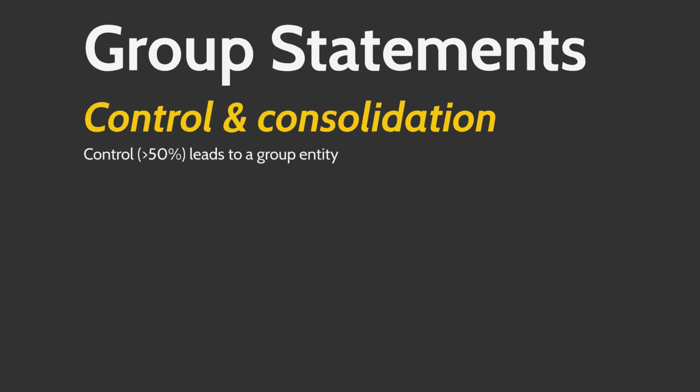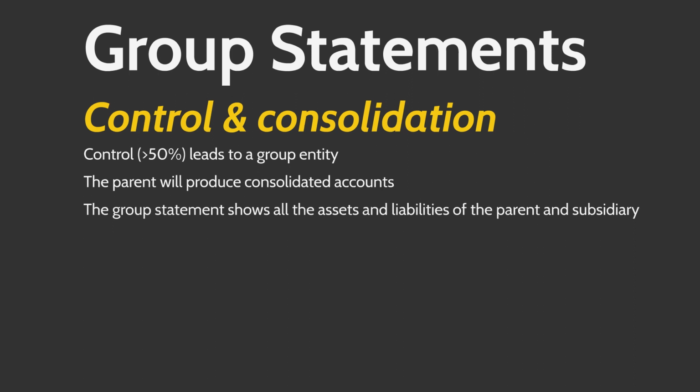So control is established as a result of owning more than 50% of the voting rights of an entity, and a parent and subsidiary relationship will exist that forms a group, and the group is seen for economic purposes as a single entity. With the establishment of control, a parent will be required to produce an extra set of accounts known as group or consolidated financial statements, and the group financial statements are issued to the shareholders of the parent only. The idea is, according to IFRS 3, the basic principle is that the group statement shows all the assets and liabilities of the parent and subsidiary.